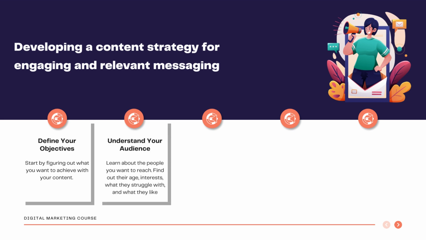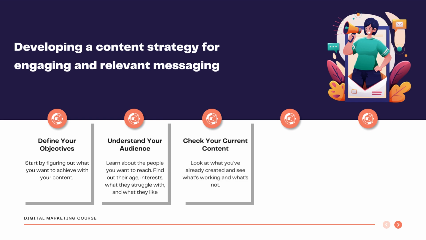2. Understand your audience. Learn about the people you want to reach. Find out their age, interests, what they struggle with, and what they like. Create imaginary profiles of your ideal customers to better understand them. This will help you create content that they'll really like. 3. Check your current content. Look at what you've already created and see what's working and what's not. This is called a content audit. It will help you find the gaps in your content and see where you can improve.